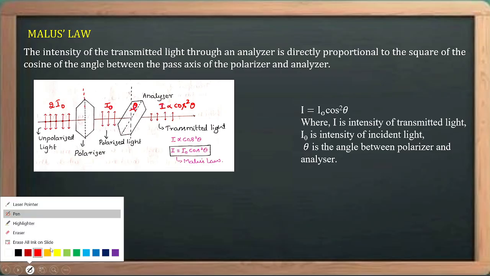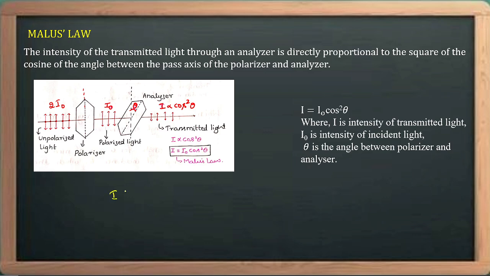So what do you get from here? I is directly proportional to cos square theta, so I is equal to I naught cos square theta. This is called Malus law. Malus law states that the intensity of transmitted light is directly proportional to the square of the cosine of the angle between the pass axis of the polarizer and the analyzer. Okay, so it's very important.